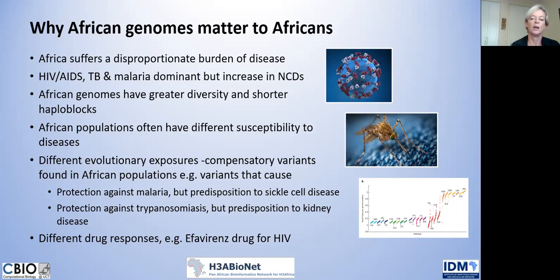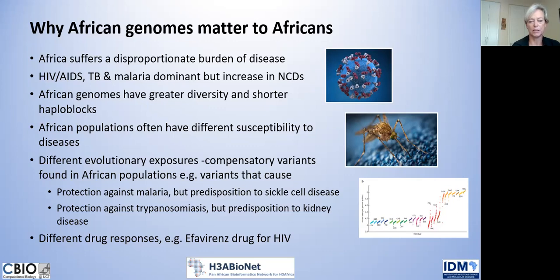So this means that African populations have had a lot of time to evolve, and there are specific exposures or evolutionary pressures. For example, there's been evolution where there's been protection against malaria, but that same mutation has caused predisposition to sickle cell disease. There are also cases where there was a mutation that caused predisposition to kidney disease, but at the same time protected against trypanosomiasis. So African populations have evolved to have different susceptibilities to diseases and different SNPs and variants that are associated with their susceptibility to diseases.